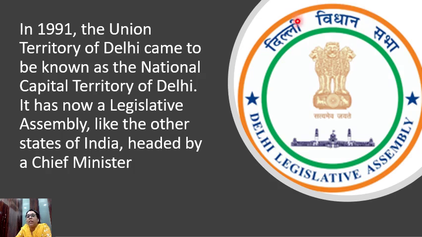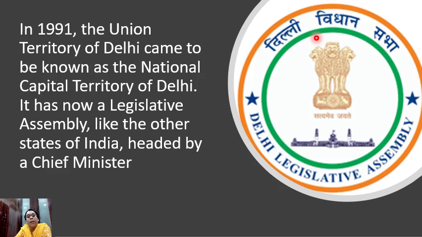Vidhan means legislative and Sabha means assembly. Now, Vidhan, or legislative, means the assembly that has the power to make laws, or rules and regulations. They have the power to make rules and regulations for their own state.